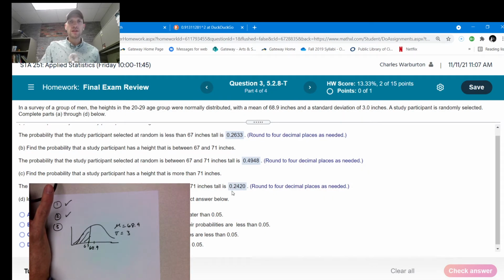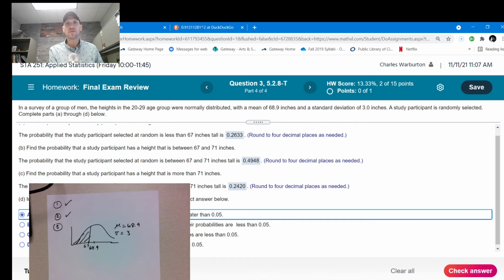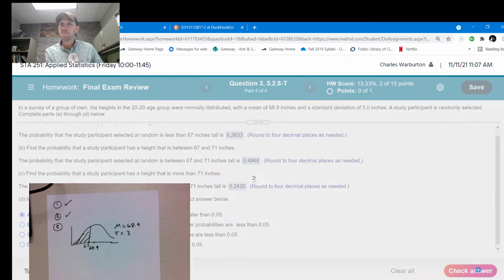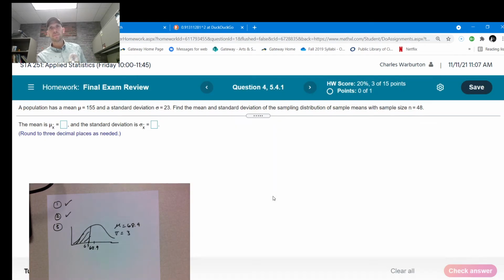Okay, that's good. And now it says, well, is there anything unusual there? So, well, let's see, what's unusual? Unusual means that the probability will be less than 5%. Well, here the probability is like 26%. Here the probability is almost 50%. Here the probability is 24%. There's no unusual values, right? All the probabilities are more than 5% or 0.05. All right, 3's looking good.